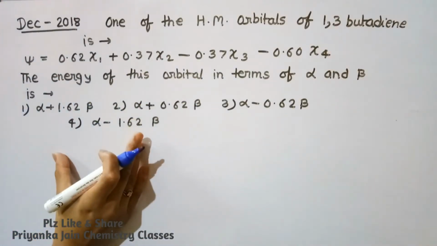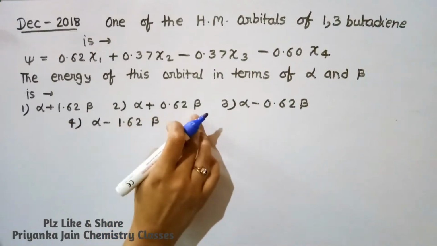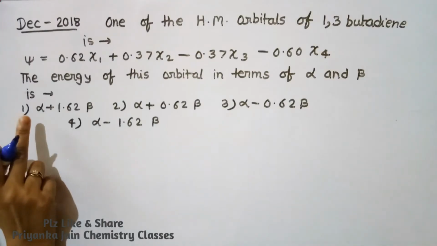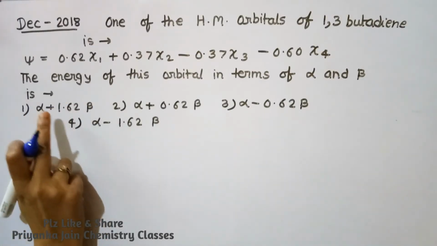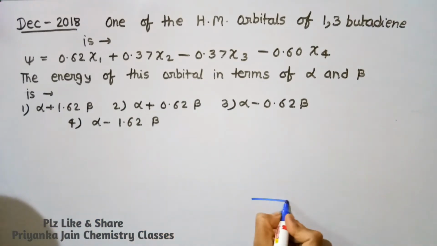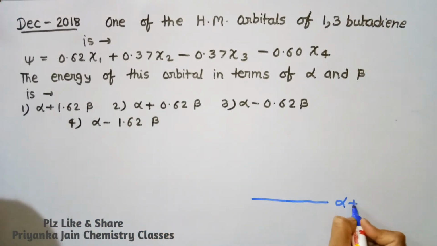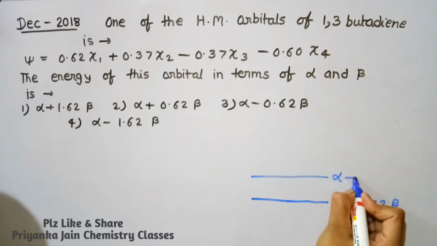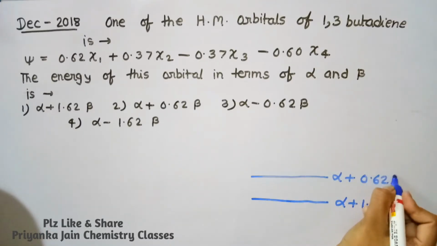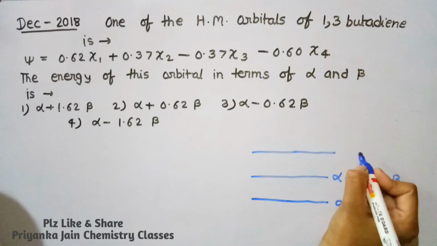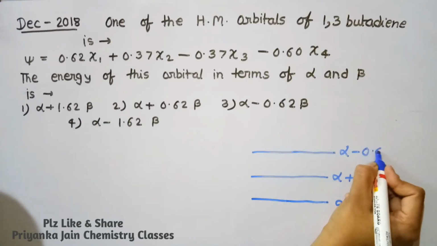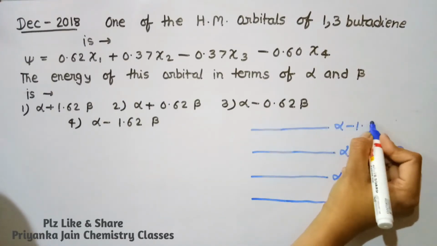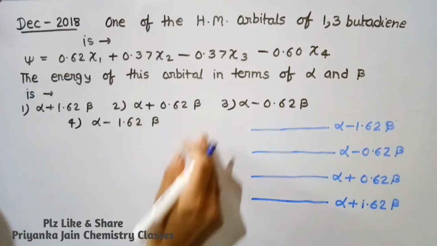For this question, what you have to do? Just we have to firstly label these energy levels according to their energy. It means firstly see here what is the lowest energy level. We know that beta is negative, so this will be lowest in energy. Okay, so lowest will be alpha plus 1.62 beta, and then alpha plus 0.62 beta. Okay, and third one will be alpha minus 0.62 beta, and then fourth one will be alpha minus 1.62 beta, right? These will be the energy levels.